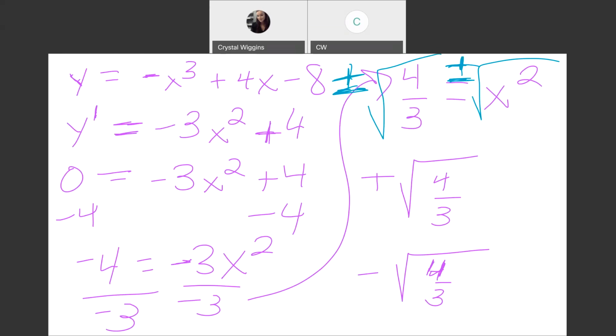Root, okay. So I'm getting approximately 1.15. Okay, so this is approximately positive 1.15, and this is approximately negative 1.15. So that at least gives us a ballpark of where these are going to fall on the number line so we can choose proper test points.